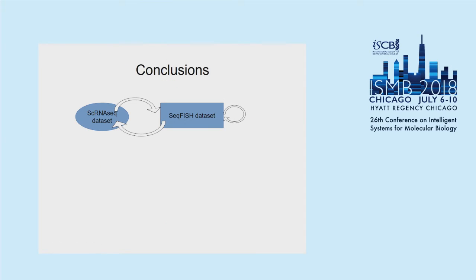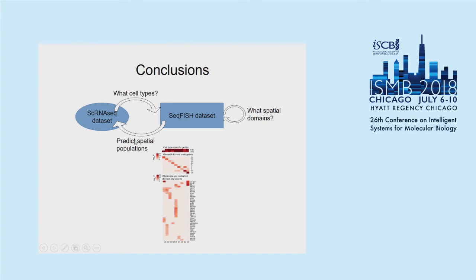So in conclusion, I have shown you how we can use the two modalities of data in order to borrow information from RNA sequencing to predict cell types on seqFISH data, and then also leverage seqFISH alone to predict spatial domains that we can use to reanalyze the existing single-cell RNA-seq data. And we illustrate this using the glutamatergic neurons example. And a version of this work is now on bioRxiv, so this is the link. You can check it out.